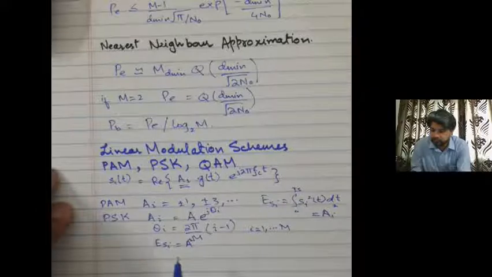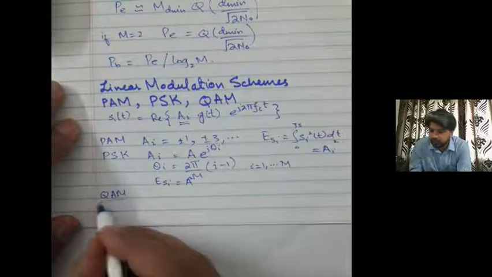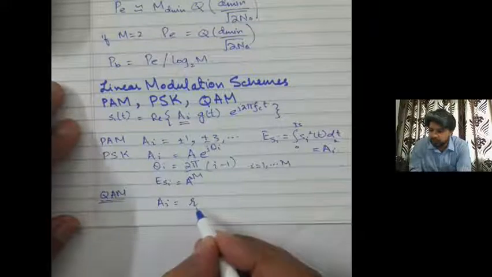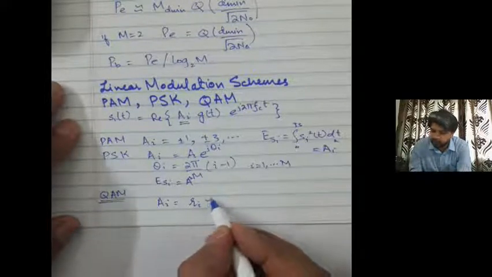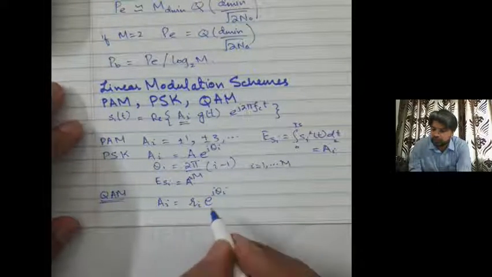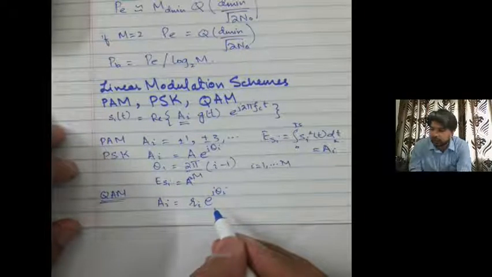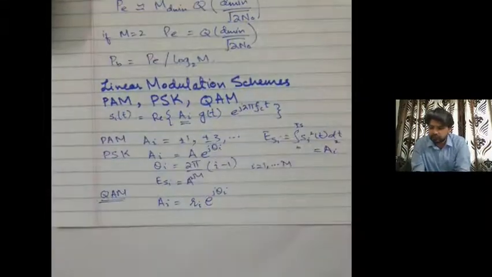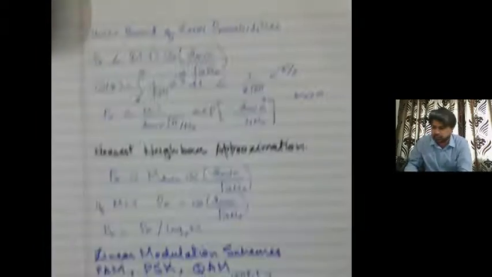And then in the case of quadrature amplitude modulation, this AI would be equal to a complex number. So it would have some amplitude which would vary with different I, and you would have a phase which would vary with different I. So quadrature amplitude modulation allows both amplitude as well as the phase to change for different constellation points. So now let's start with pulse amplitude modulation. Let's look at it in a little more detail.